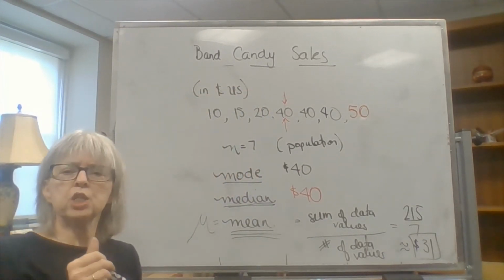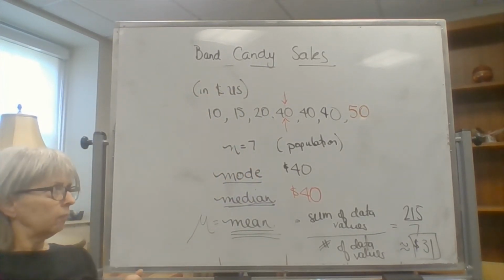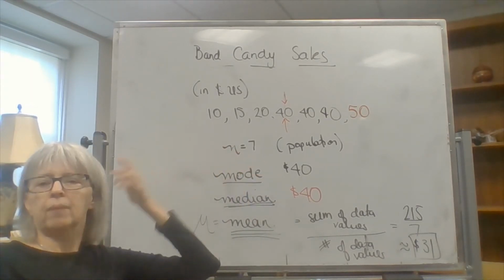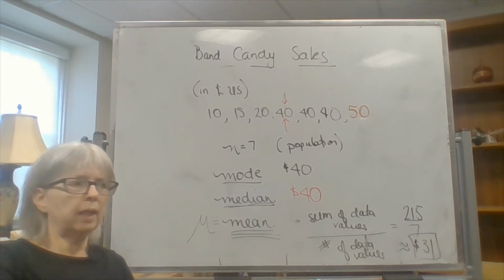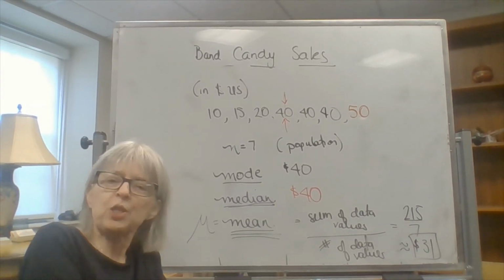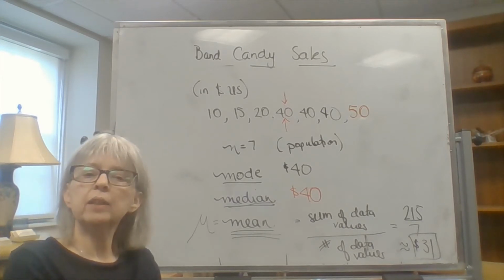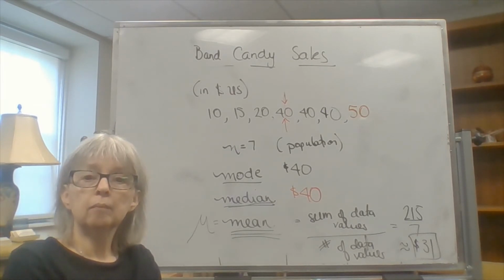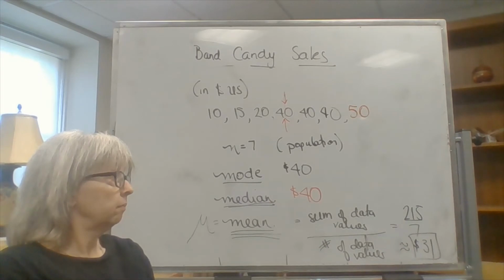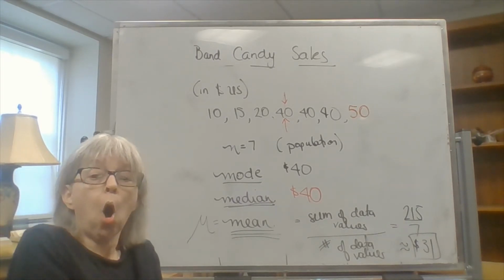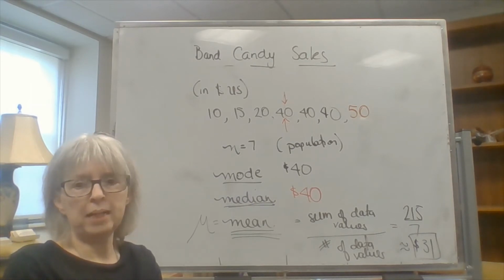Hold up, the mode didn't change. How come? So that one kid that thought he sold $100 worth of candy actually only sold $50 worth of candy. Oops. Didn't affect the mode. Didn't affect the median. Why did it make the mean smaller? Oh, because the size of one of my numbers got smaller.